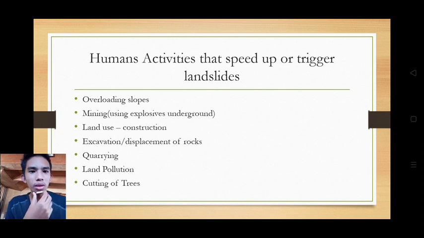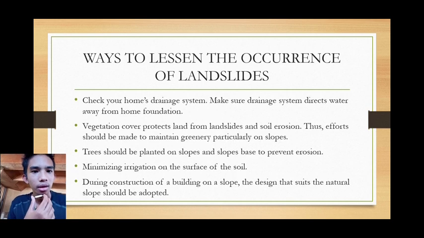So we already know what the human's activities that speed up or trigger landslide. So let's proceed to the ways to lessen the occurrence of landslide. First, check your home's drainage system. Make sure drainage system directs water away from home foundation. Vegetation cover protects land from landslides and soil erosion. Thus, efforts should be made to maintain greenery, particularly on slopes. Trees should be planted on slopes and slope base to prevent erosion.